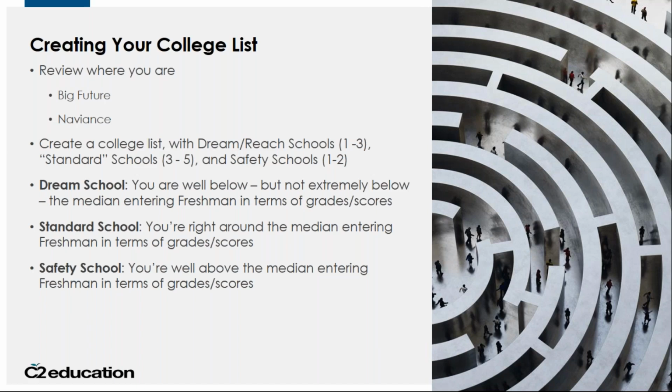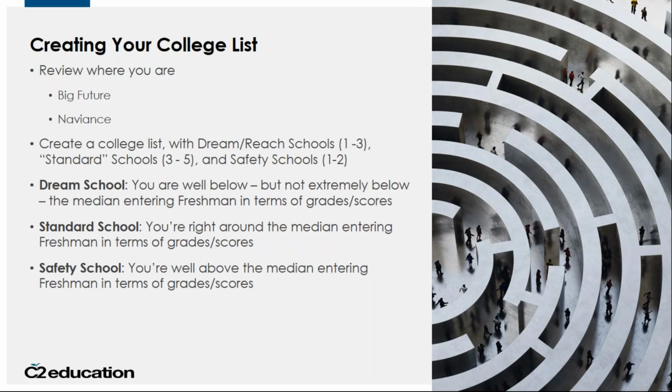Your safety schools, the last group, again, that makes probably that bottom 25%. These are the ones where you're going to be above that 75% range. You're going to be sometimes above the maximum. Sometimes there are schools that say, we accept students with an unweighted GPA of 3.1 to 3.7, and you have a 3.9. So you're well above that. Those are great for your safety schools.